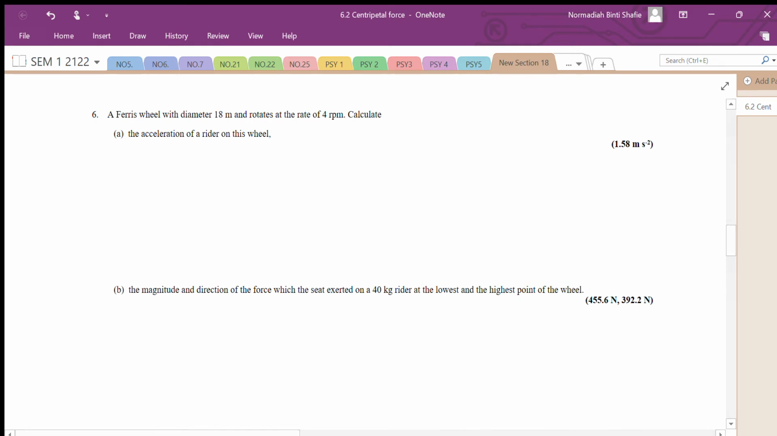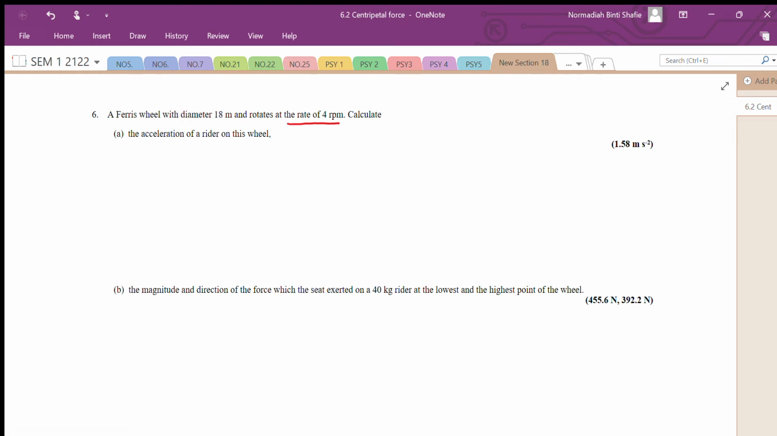Alright, so in this video saya nak continue kita punya tutorial 6.2 Centripetal Force. We continue dengan soalan number 6. A Ferris wheel with a diameter of 18 meter rotates at the rate of 4 rpm. Calculate the acceleration of a rider on this wheel, and the magnitude and direction.